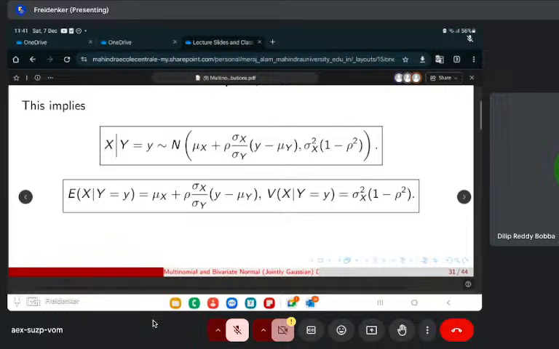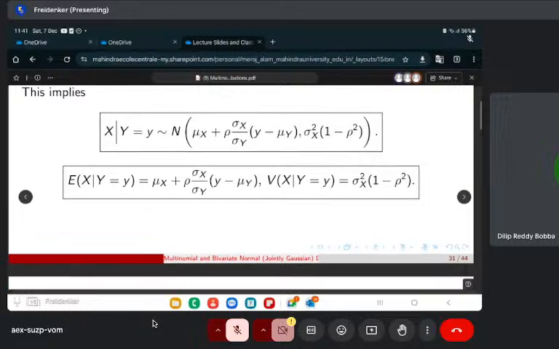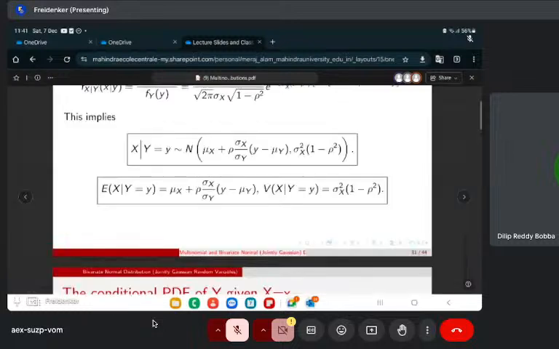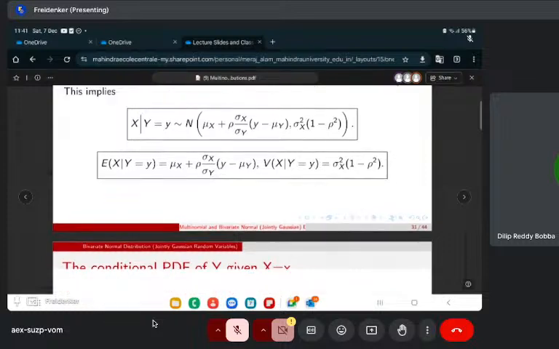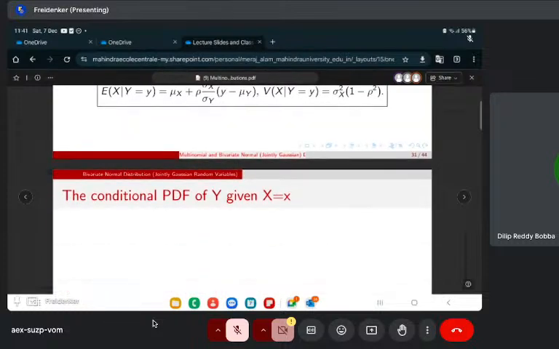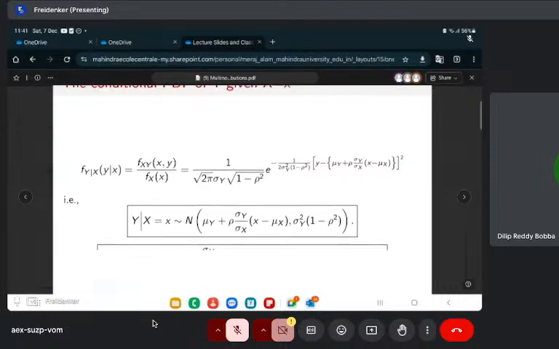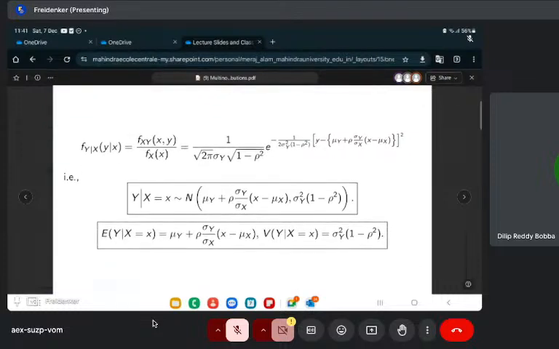So how do you remember this? No other way. So mu x plus rho sigma x by sigma y into y minus mu y. No other way out of this. This is the distribution of the conditional random variable, basically x given y. If it's y given x, then you just interchange the things. Instead of x, y will be there. Okay, they've done it for us. Y given x. They interchanged it for us. Nice.